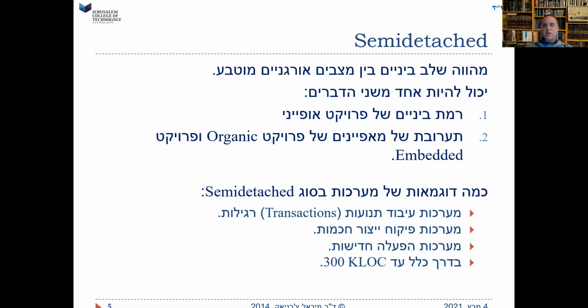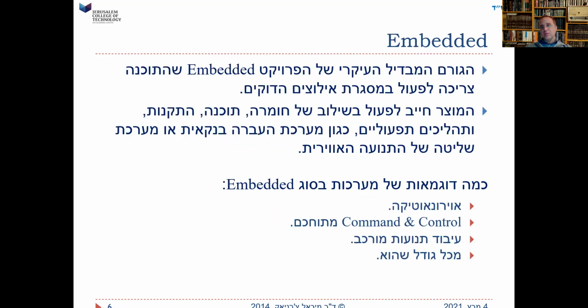Semi-detached would be some kind of transaction system, a system that deals with transactions like in a bank, or something that monitors a factory. It has computers, has robots, a robot factory, a factory that creates things by robots. Or even a new operating system. See, that's bigger than a video game, but it's smaller than the controls for a spaceship.